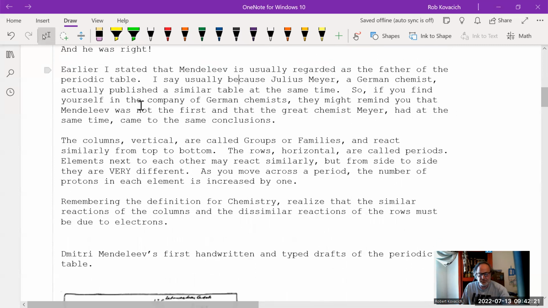So the columns are vertical, and those guys are called groups, and the rows, the horizontal sections, those guys are called periods. So things in the same column are going to behave similarly. Things in the same row might behave kind of like each other if they're right next to each other. Like sodium and magnesium have some properties that are kind of similar, but not nearly as similar as the things that are above and below sodium. But as you move across the table, the things become very different. Sodium is very different than chlorine, very different than argon.